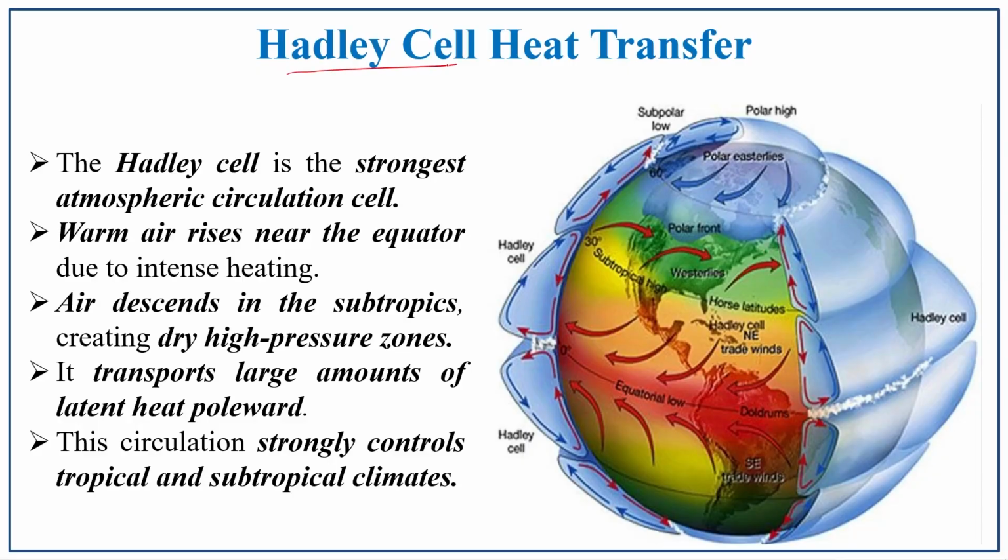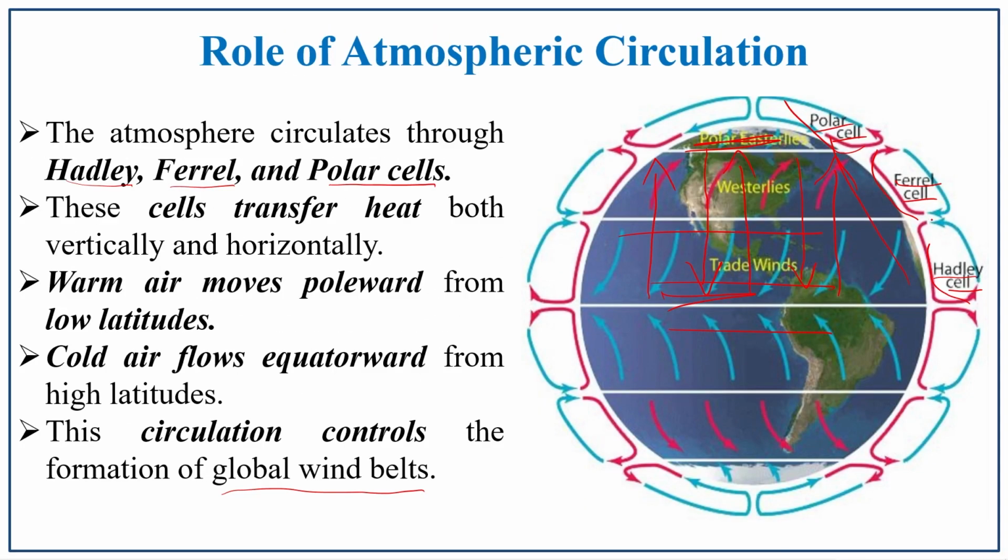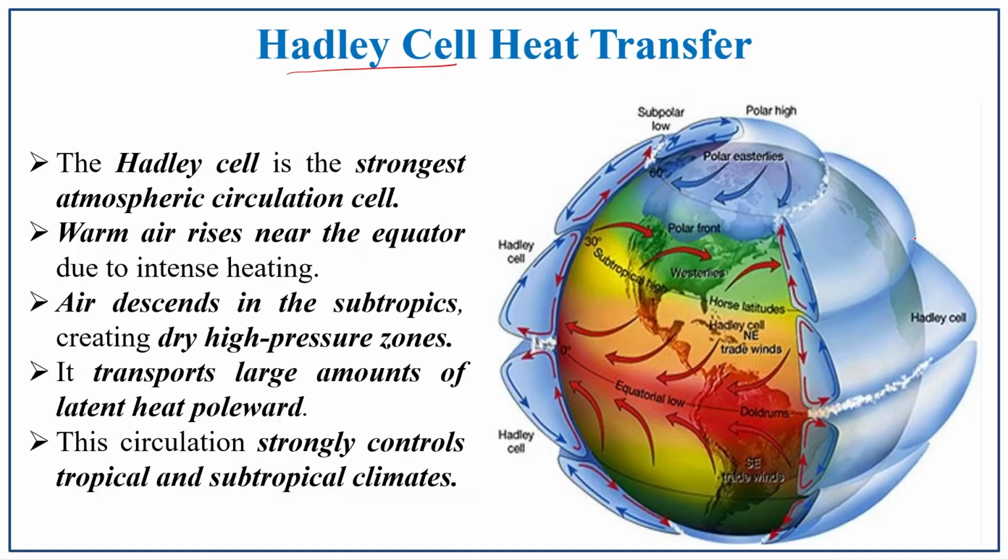Hadley cell. In the previous diagram we have discussed the Hadley cell. Here the Hadley cell is the strongest atmospheric circulation cell. So, why is it strongest? Because it is nearby the equator, that is the torrid zone, it covers the torrid zone. The warm air rises near the equator due to the intense heating. Because of the intense heat the air begins to rise from the equator. Then the air descends in the subtropics, creating a dry high pressure zone.